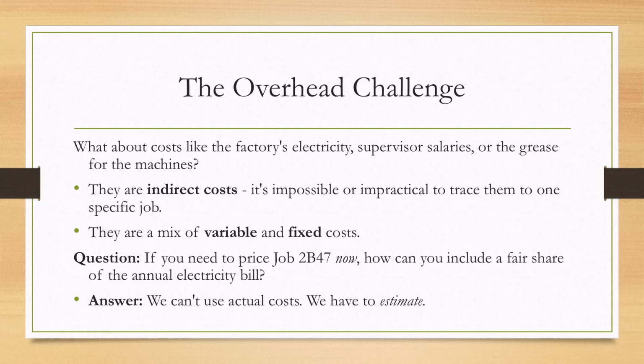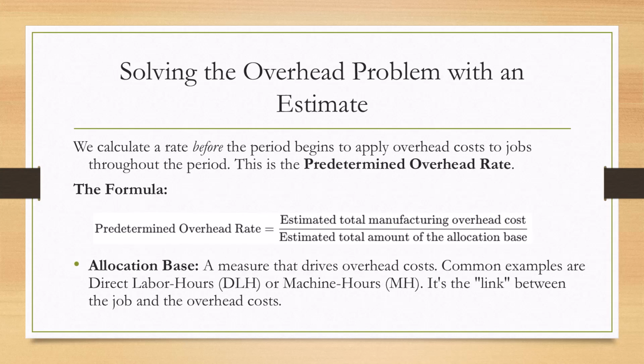So, here's the question. If we need to determine the cost of job 2B47 today, how can we possibly include a fair share of the annual electricity bill? The answer is that we can't use actual real-time costs. We have to estimate. The way we solve this problem is by calculating a predetermined overhead rate.